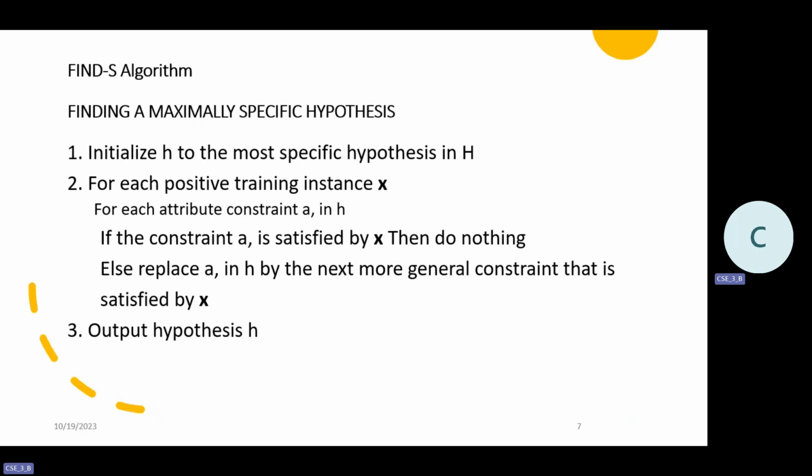The Find-S algorithm only focuses on positive training instances and neglects the negative ones. When there is a positive training instance, it observes each attribute constraint. If the constraint is satisfied by the instance, we take no action. Otherwise, we replace that attribute value in the hypothesis by the next more general constraint that is satisfied by X. Once all the attributes are considered, we output the hypothesis H.